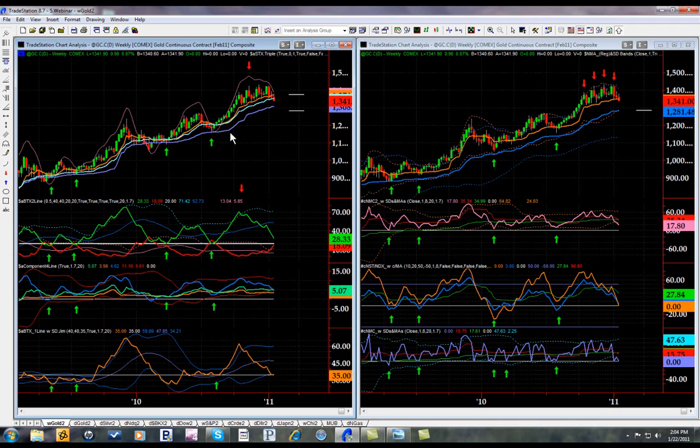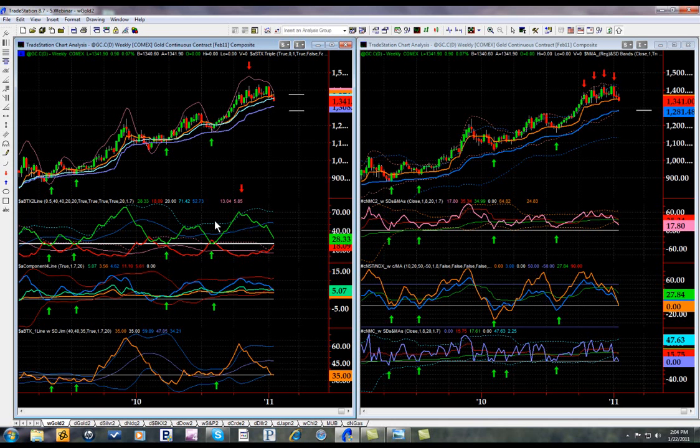What do we see now? First of all, we see that the shadow, which has been calling these turns quite exceptionally well, here, here, here, here, has turned down, and the shadow is pointing straight down at this point. And price has moved below both its fast and its regular STX. So that would indicate, among other things, that price probably has further to go on the downside, and we'll have more to say about that.